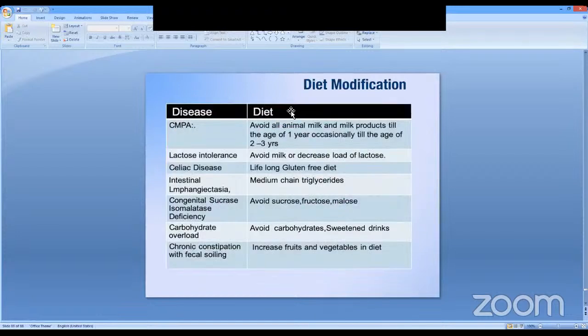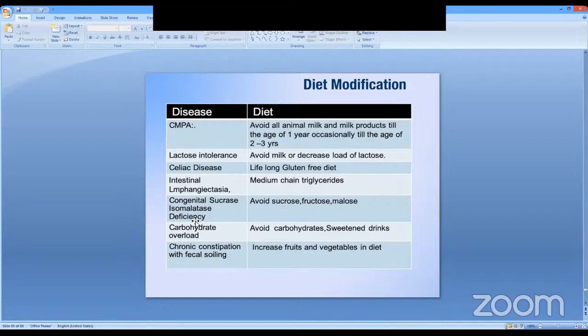So diet modification depending upon the situation, with specific modifications. If cow milk protein intolerance, which is very common, avoid all animal milk up to 1 year of age, and sometimes it may require 2 to 3 years. We have to avoid cow milk. Lactose intolerance, avoid milk or decrease the load of lactose. Celiac disease, lifelong gluten-free diet. Intestinal lymphangiectasia, use medium chain triglyceride.